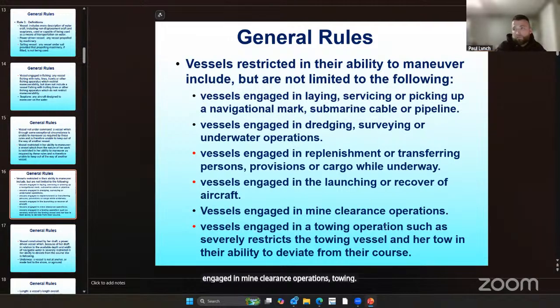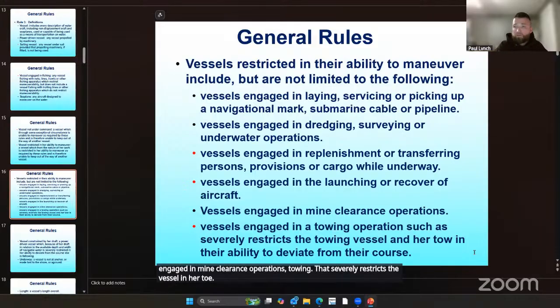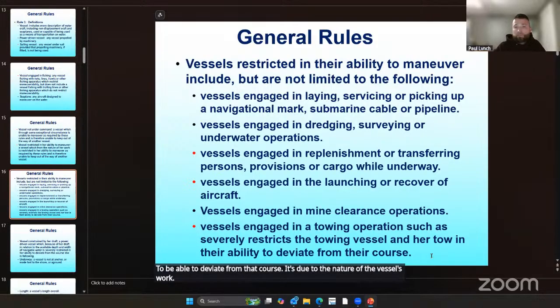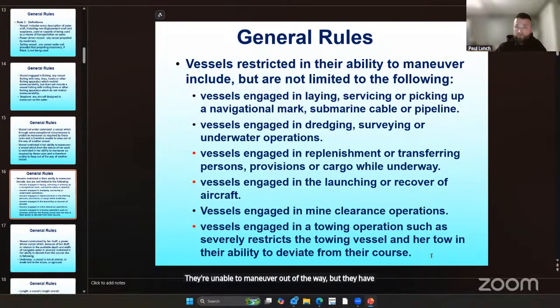That severely restricts the vessel in her tow to be able to deviate from their course. It's due to the nature of the vessel's work. They're unable to maneuver out of the way, but they have to give the right of way to a vessel that's not under command.